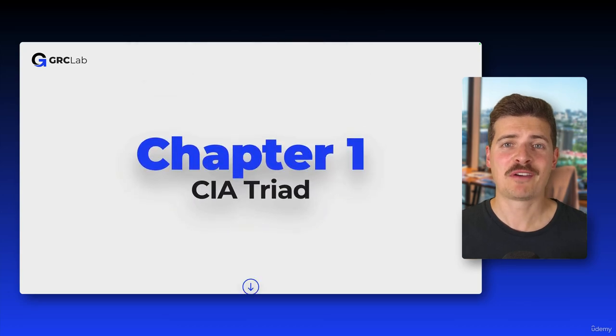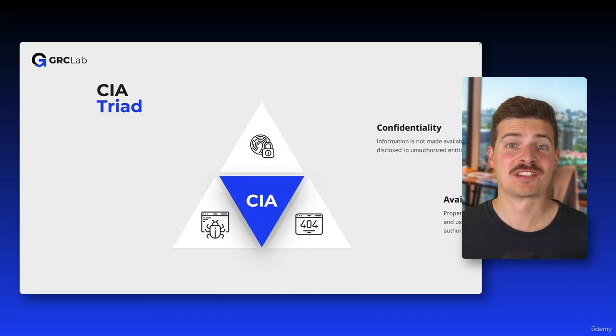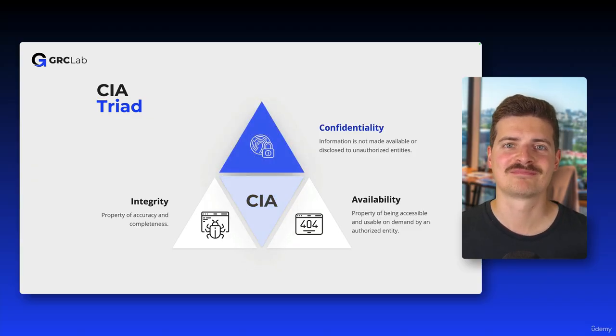To pick up where we left off, let's learn more about the CIA Triad. Now, this has nothing to do with spies or secret agents. In our context, CIA stands for confidentiality, integrity, and availability. The three essential security goals every organization must protect to keep their information secure. Now, let's break them down one by one, starting with confidentiality first.